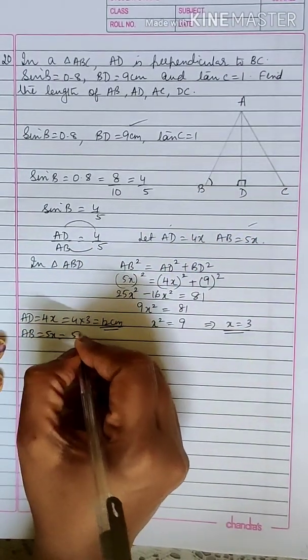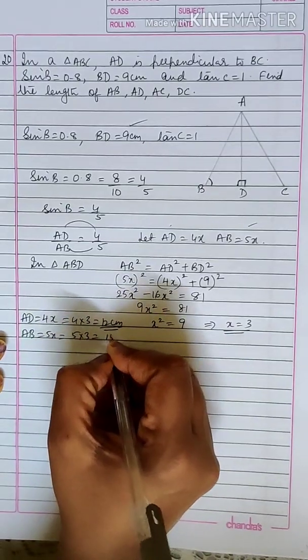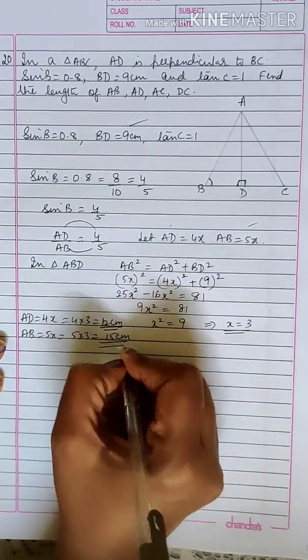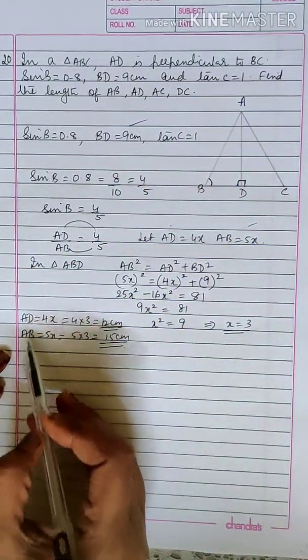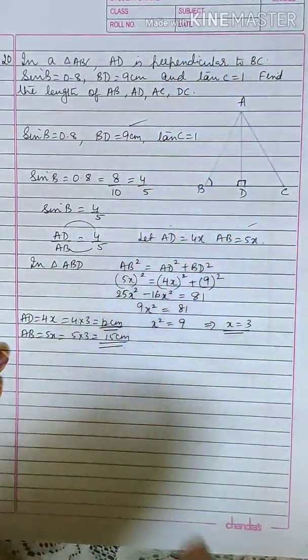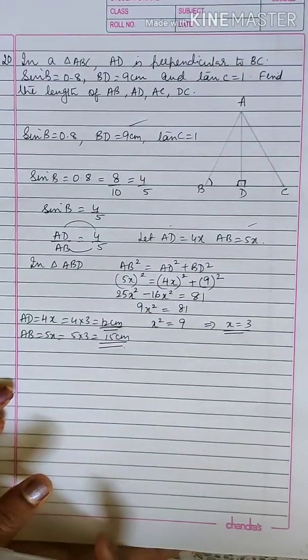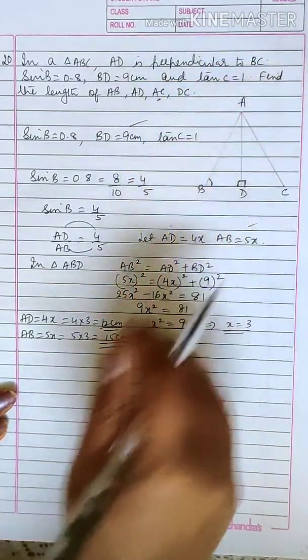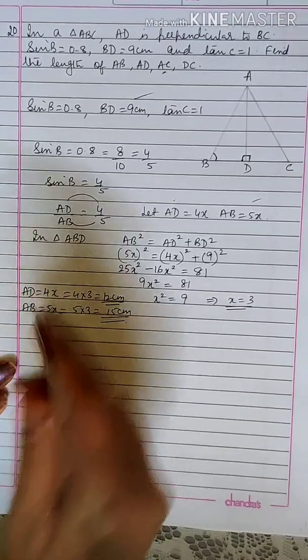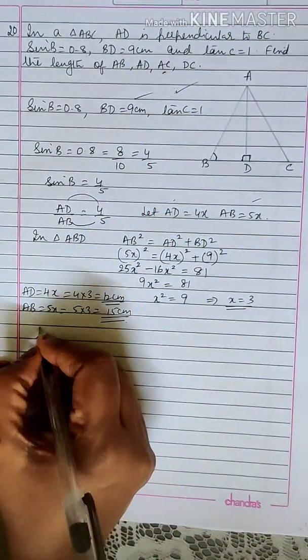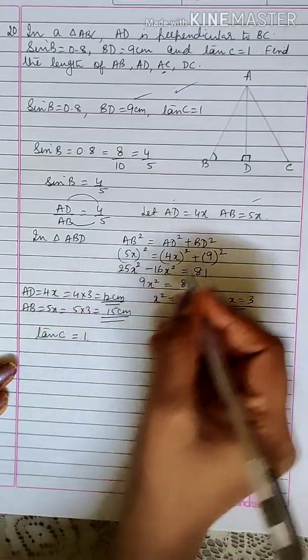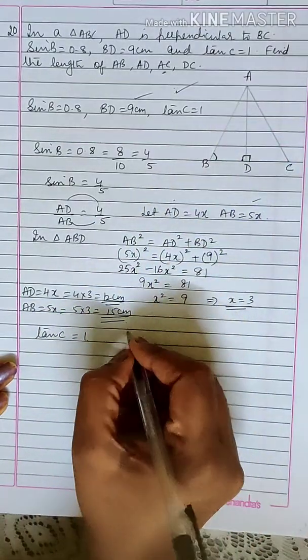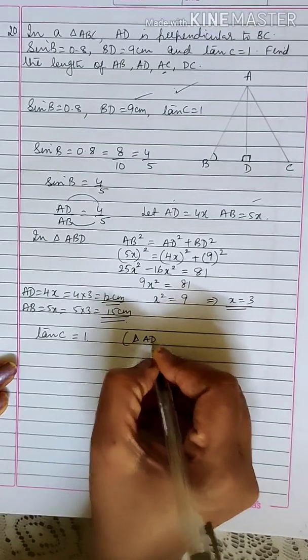So this is 5 into 3, hence it is 15 centimeter. So you get the value of AB, AD and BD we have already found out. Now the remaining is AC and DC. Now we can use this ratio, which is given as tan C is equal to 1. When we say tan C, it is with reference to triangle ADC.